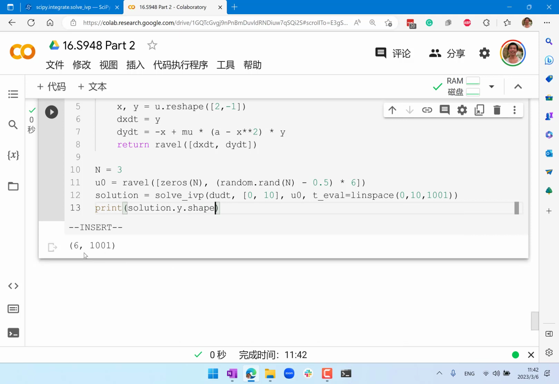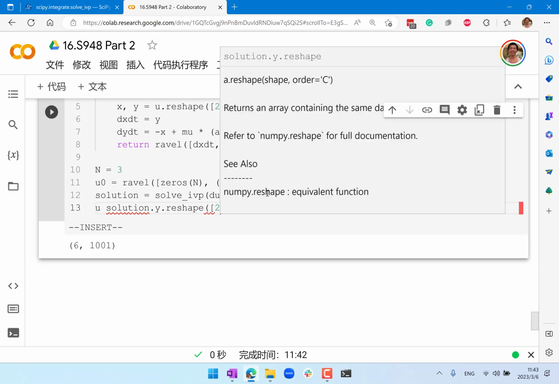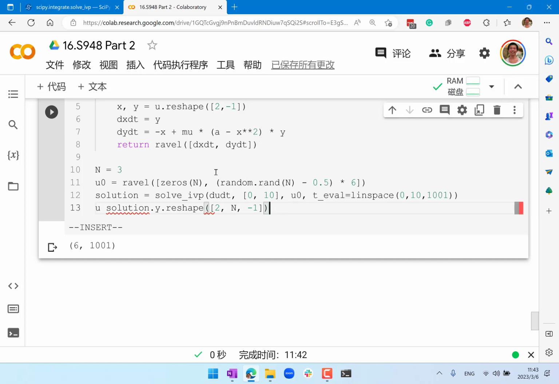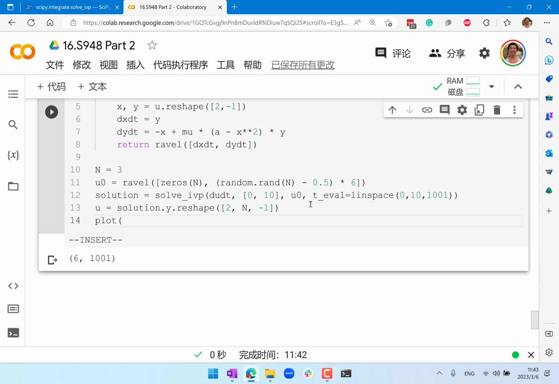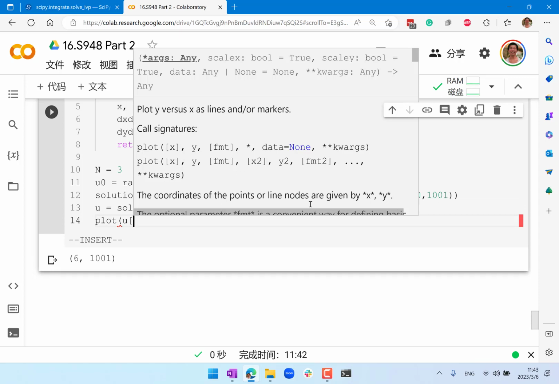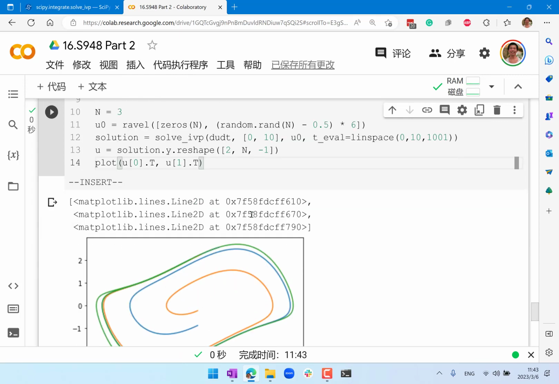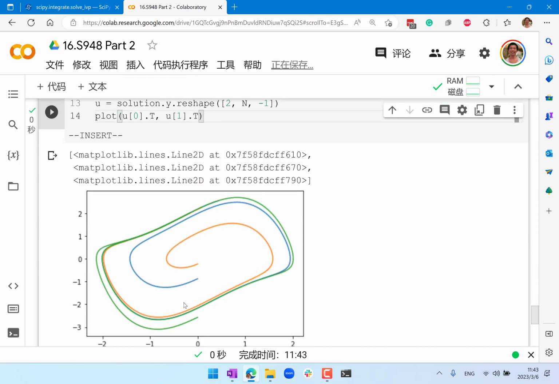I think it has a different shape. So it's 6 by the number of time steps. So let's say u is going to be solution.y reshaped to 2 by n by the number of time steps, where minus 1 means the remaining dimension. And let's just plot the solution to make sure we are solving the equation correctly, transposing them so that we have the time dimension first. So that's again the van der Pol oscillator solution, right?